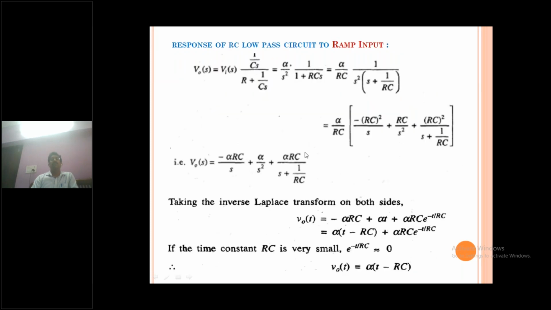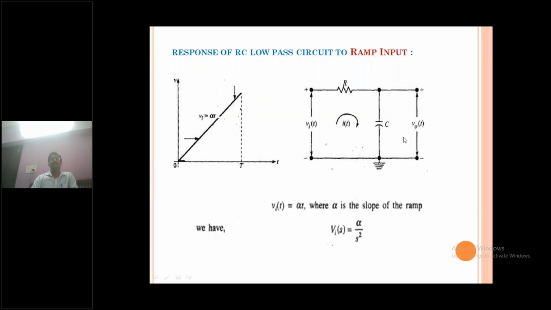So we know the voltage across the capacitor formula: V naught of t equal to 1 by C integral of I of t dt. Now this equation you have to differentiate. Then I of t equal to C into dV naught by dt will come.